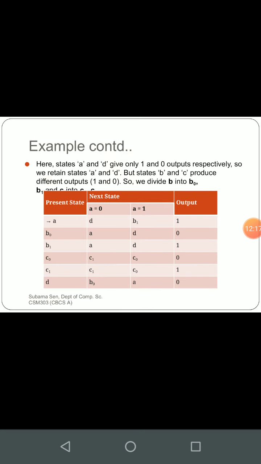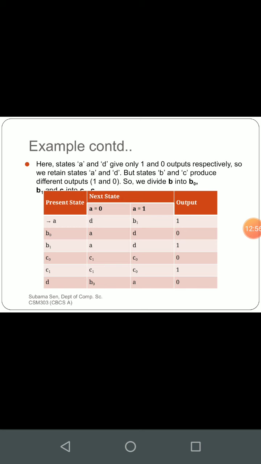So firstly, what we will do, we will just write the present state, and for a equals to 0 what it is doing, for a equals to 1 what it is doing, and leave the output for now. I am explaining later on. So for a equals to 0, a is moving to d. For b equals to 0, it is moving to a, right? For b, and then b equals to 1, it is moving to d. Why b1, c0, c1, I will explain later on, right? Okay, first just write this much.